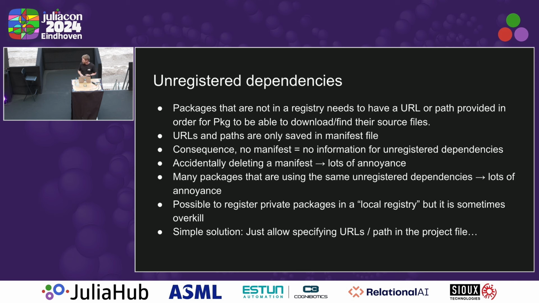Unregistered dependencies are packages that are not in a registry. And we need to either provide a path to those packages or a URL so we can download them and read their dependencies and compatibility info. But right now, we're only storing this URL or the path in the manifest file. So if we don't have a manifest, we cannot read information about these unregistered packages. If we delete our manifest, for example, that's very annoying, because then all of a sudden we have to manually add back all our unregistered dependencies.